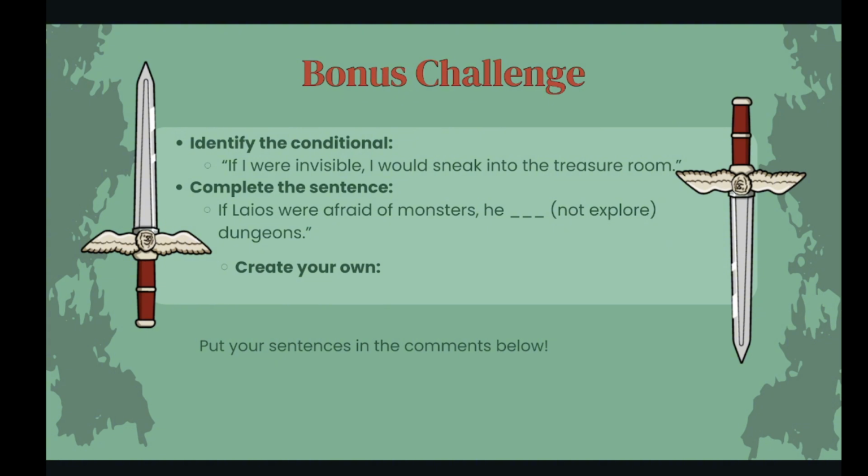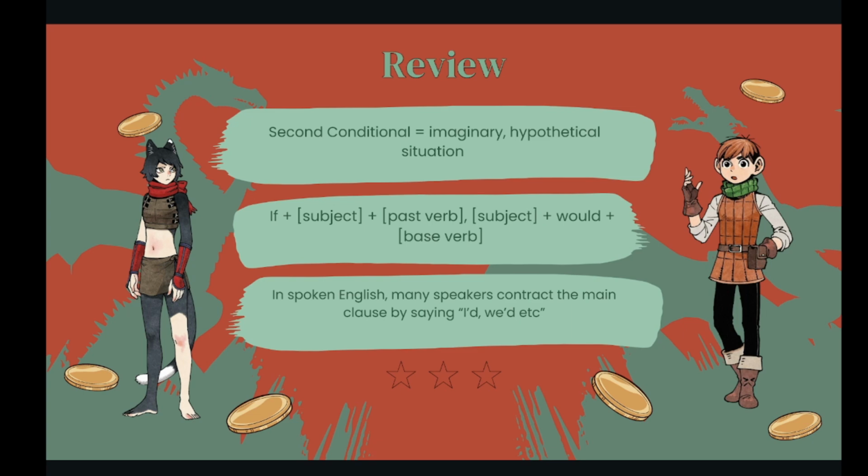All right, let's go into a brief review before we say goodbye. All right, so our review is second conditional equals imaginary or hypothetical situations in now or the future. To form the second conditional, it's if plus subject plus past verb, and then with a comma, and then subject plus would plus base form of the verb. And don't forget, in spoken English, many speakers contract the main clause by saying I'd, we'd, etc.